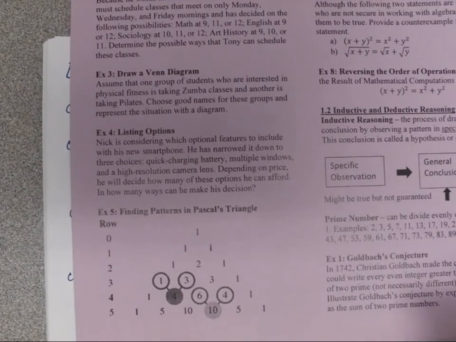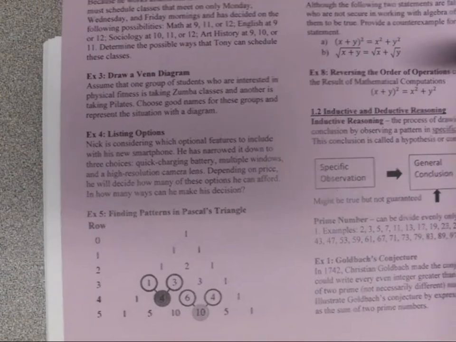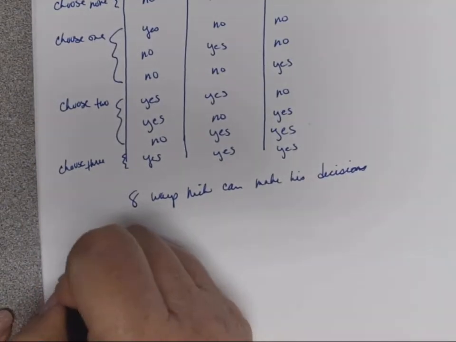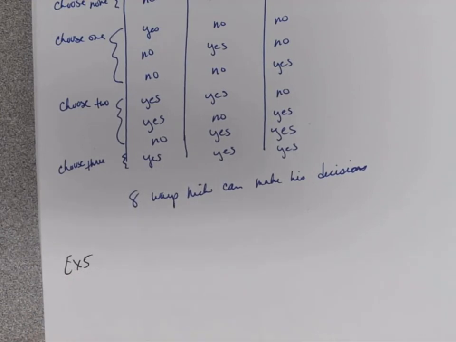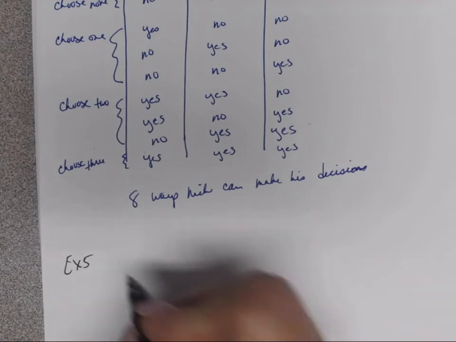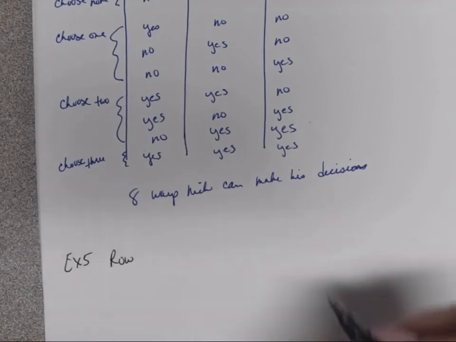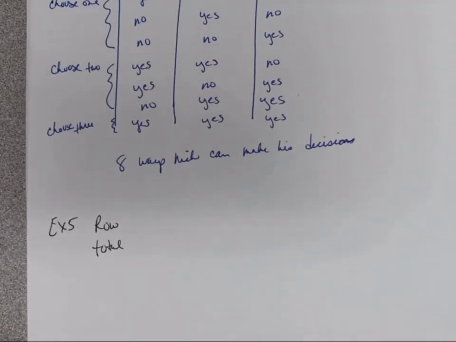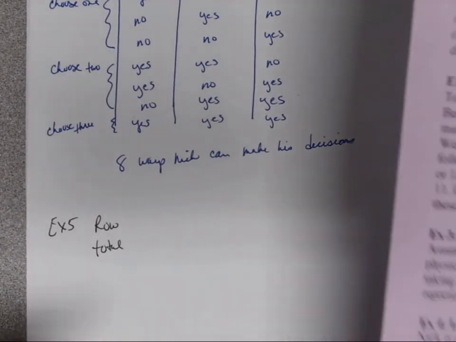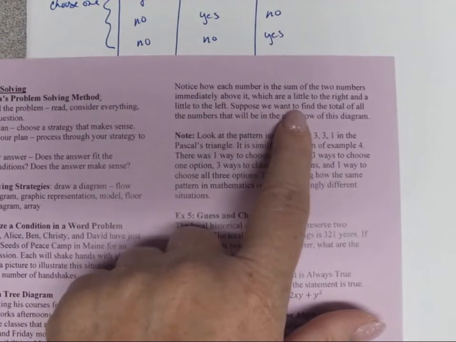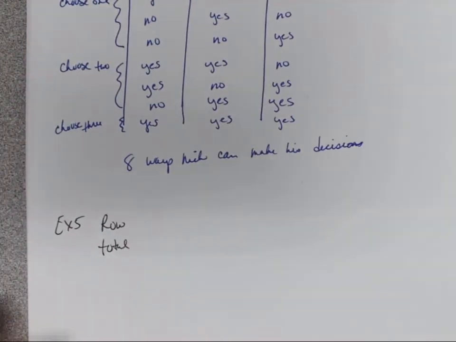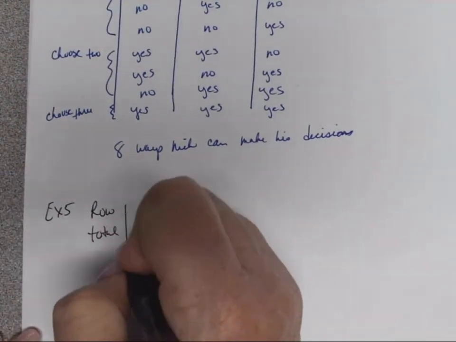All right, so we want to look at the 9th row. Let's see if we can find a pattern. This will be example 5. If we're looking at our rows, let's see what happens. We're going to look at each row and look at the total, because our question stated, suppose that we want to find the total of all the numbers that will be in the 9th row of this diagram. Let's see if we can find a pattern that occurs.